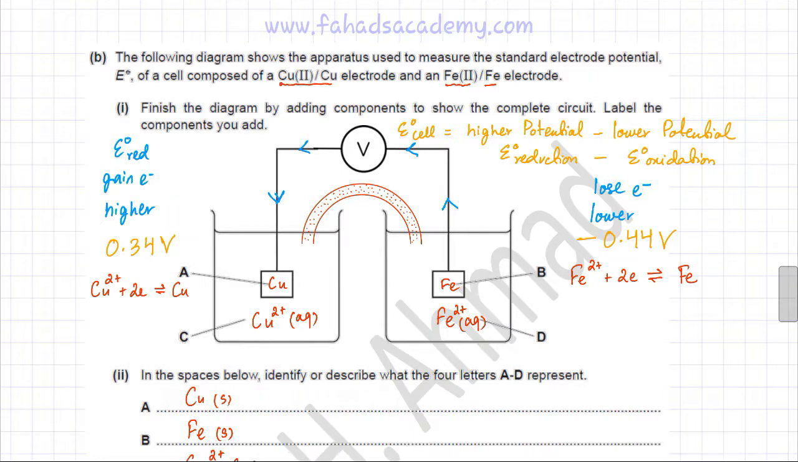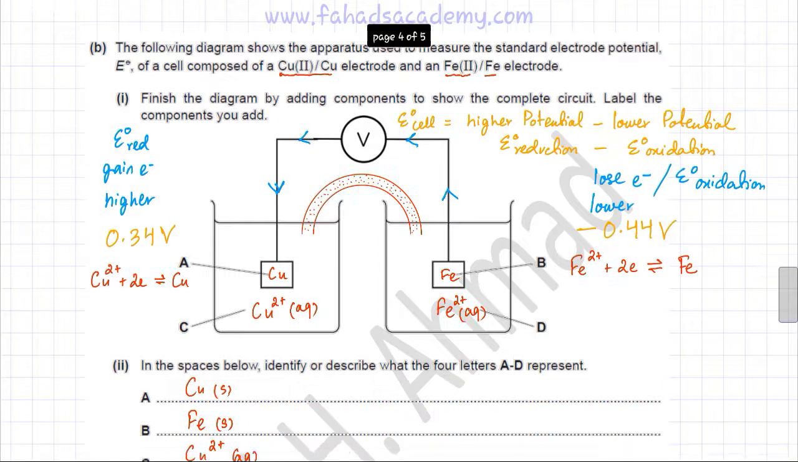So this is my E0 oxidation, because they're the ones that are losing electrons. So it's going to be higher minus lower. So it's going to be 0.34 minus 0.44.